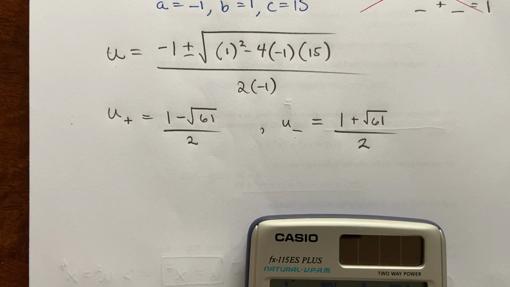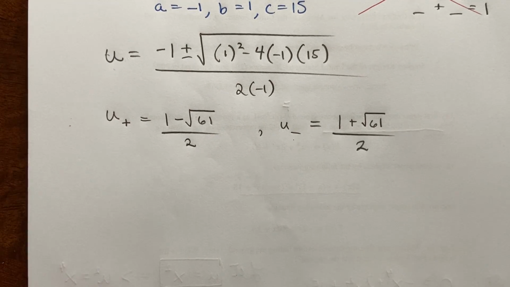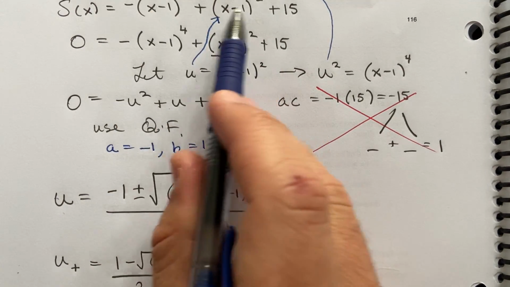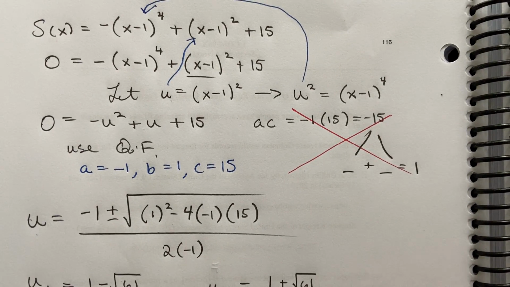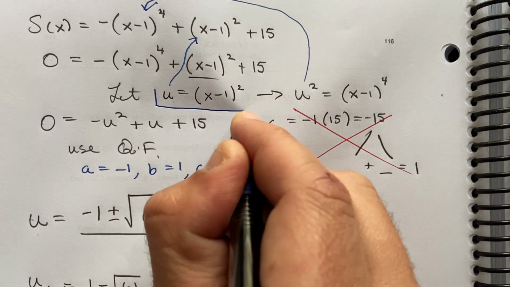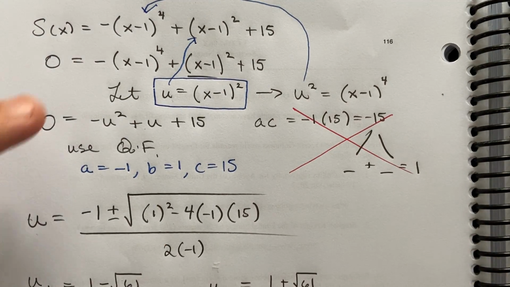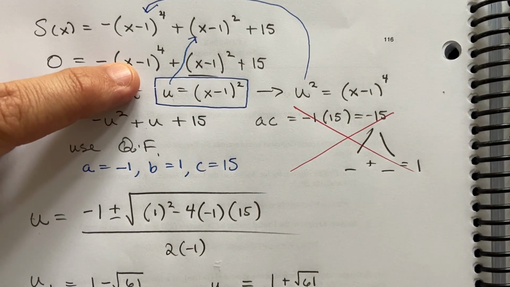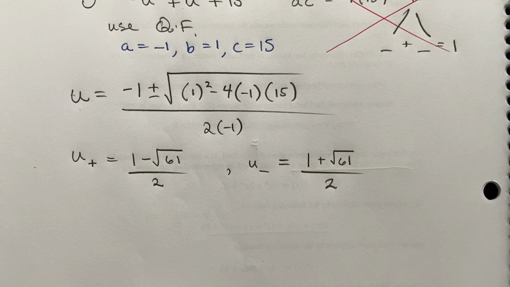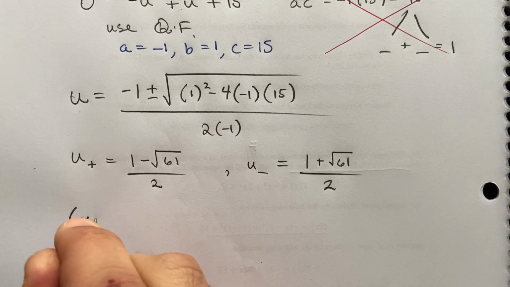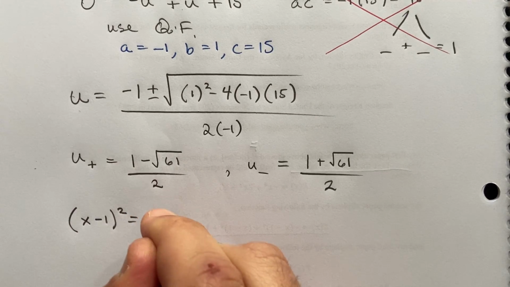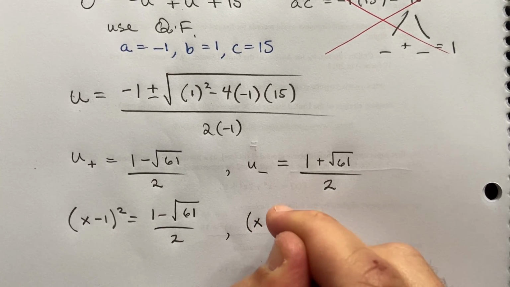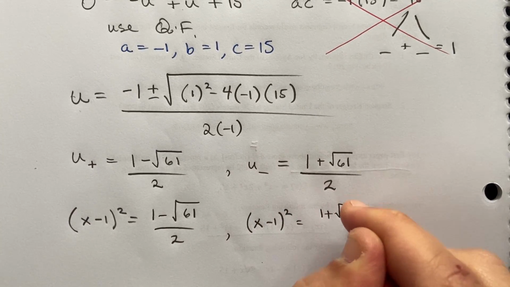Okay? So keep in mind, we do not care about the variable u, we're just using u as a placeholder for x, right? So what I now need to do is use this substitution in reverse. So I'm now going to replace u with x minus 1 all squared. So down here, I'll have x minus 1 squared equals 1 minus root 61 over 2. And over here, I have x minus 1 squared equals 1 plus root 61 over 2.